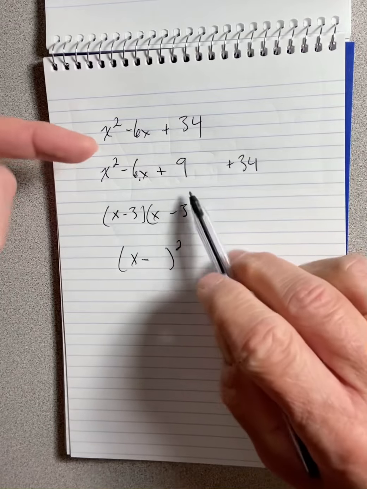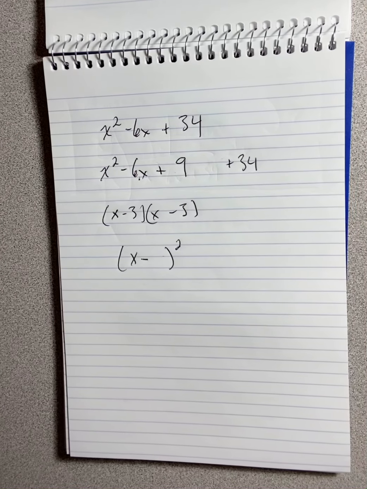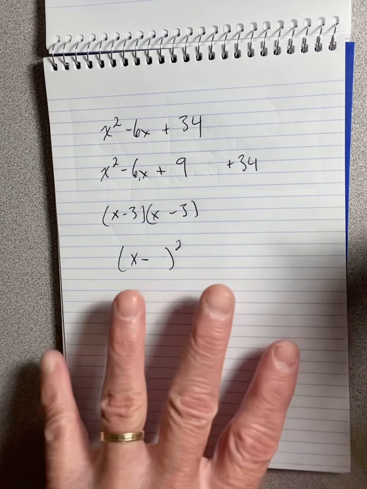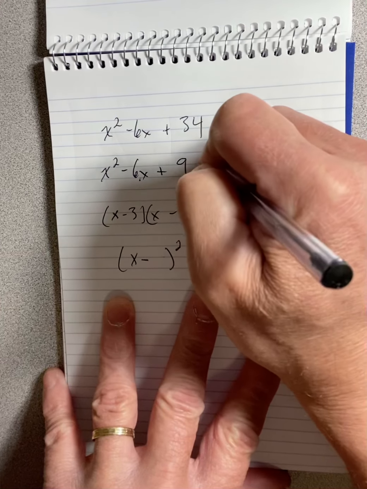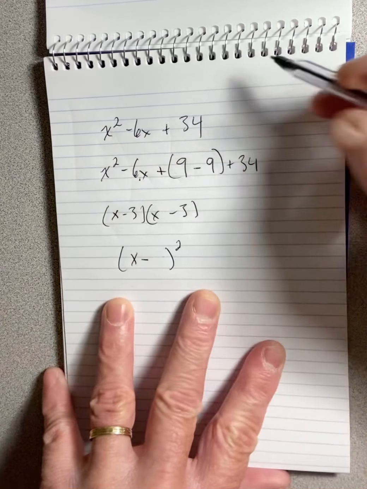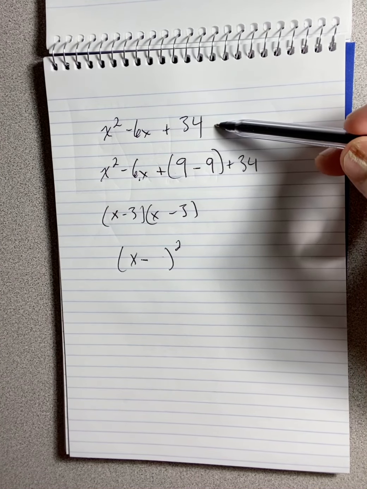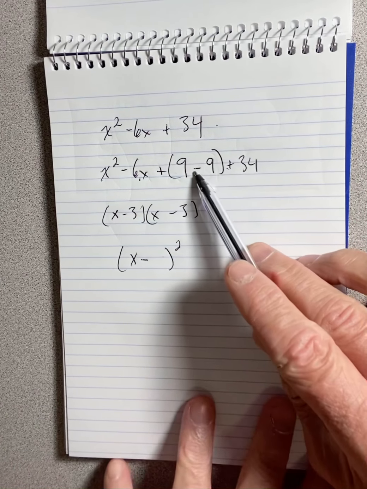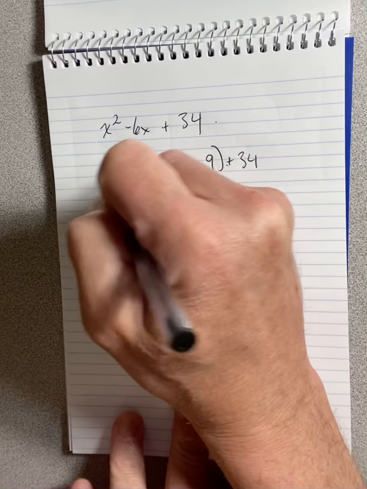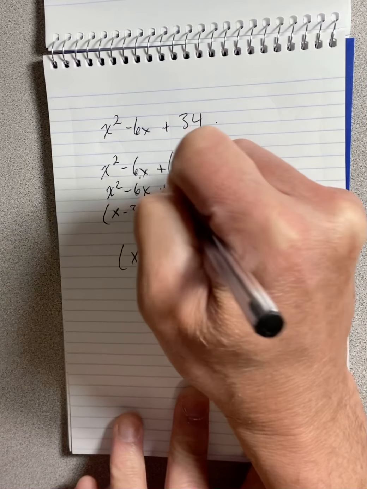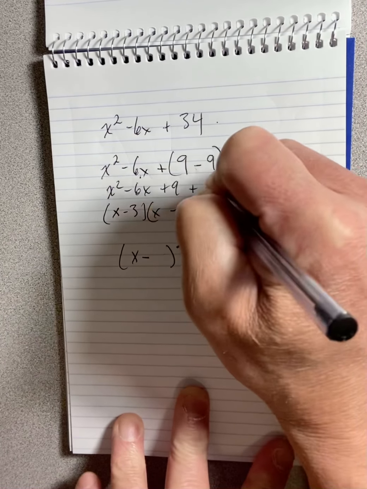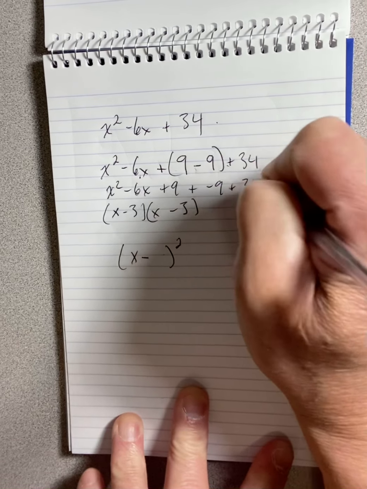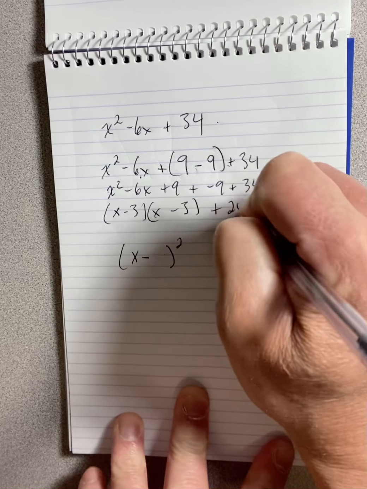Now, I can't just willy-nilly add a 9 to an expression that changes it by 9. So I'm not going to add a 9. I'm going to add a 0. So what I've done to my original quadratic is add a 0. Now that 0, I bust up. And I say, okay, that negative 9 I'm going to add to the 34 over here, and that's going to give me a 25 out here.